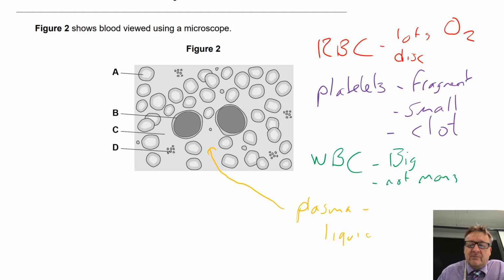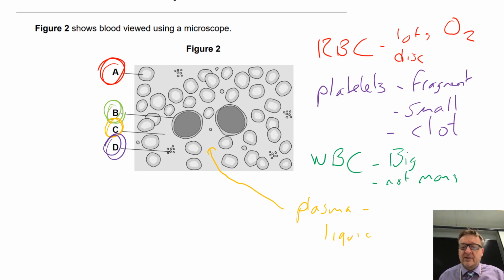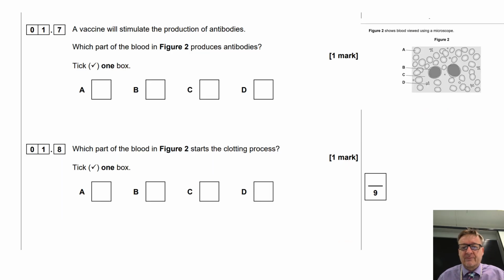So if I look at these now, A is probably a red blood cell. B, bigger and not as many, white blood cell. C is the liquid in between, plasma. D, small little fragments, platelets. Right? So before I've even gone through the question, I've gone through my knowledge of what is in blood.